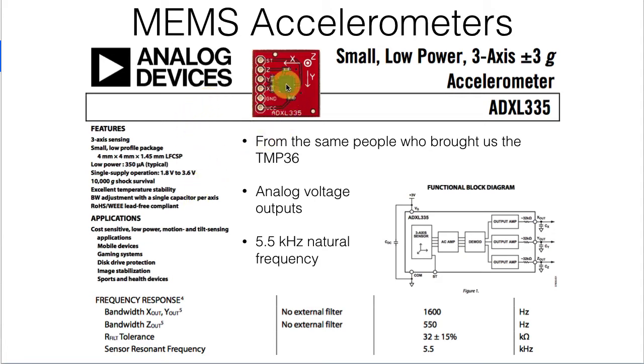Now, because this is a small system, it can give you a fairly high frequency response. The device in this one has a 5.5 kilohertz natural frequency. So at any considerably lower frequency, it's going to give you performance that's almost instantaneous in terms of its response.